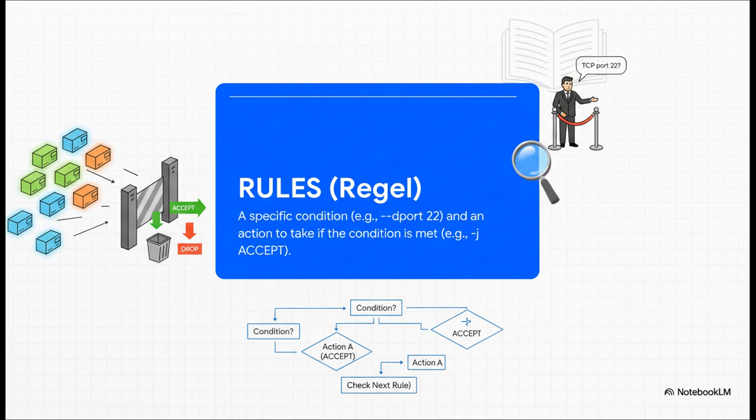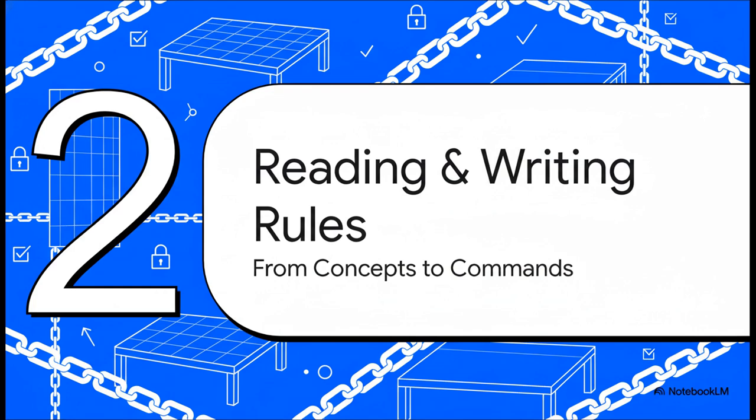And finally, within each chain, we get to the actual rules. These are the specific line-by-line instructions. Every single rule has two parts: a condition that identifies a packet, like, hey, is this a TCP packet for port 22? And then an action to take if it matches, like accept. The firewall zips through these rules in order, and here's the key. The first rule that matches decides everything for that packet. So there's the blueprint, right? Tables hold chains, and chains hold rules. It's that simple.